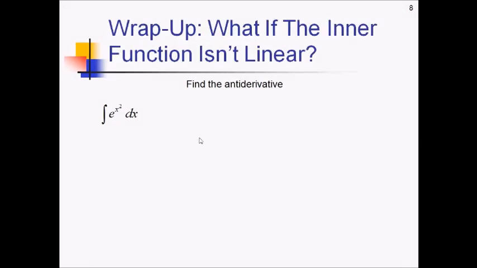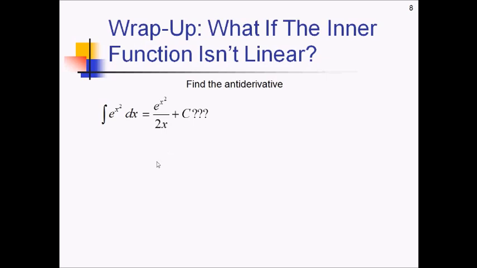So we've seen on that last page that we can divide by the tail of the inner function if the inner function is linear. What if the inner function is not linear? Let's take something that's really close to linear, like x squared, and the antiderivative of e to the x squared. Is this going to be, using the logic of those last few problems, e to the x squared divided by the derivative of x squared, 2x, plus c?